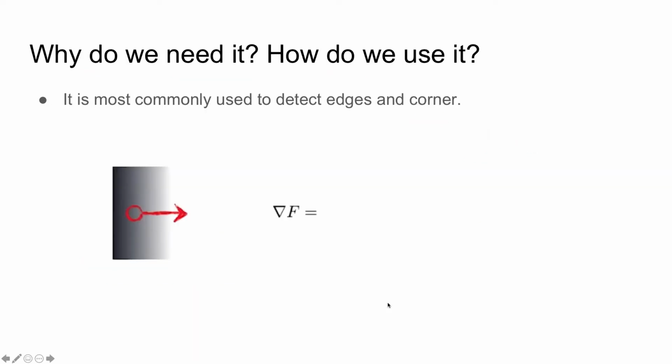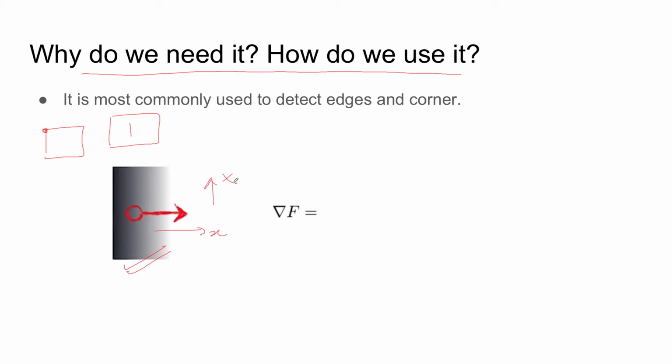So why do we need it? As I said earlier, it's usually used to find edges or corners. In this image, let's try to find out the del f function. We see that the direction of change is in x direction, that is a positive x direction, but there is no change in the y direction. So we simply put differential f by differential y equals 0 and let the x component be the differential of function f with respect to x.